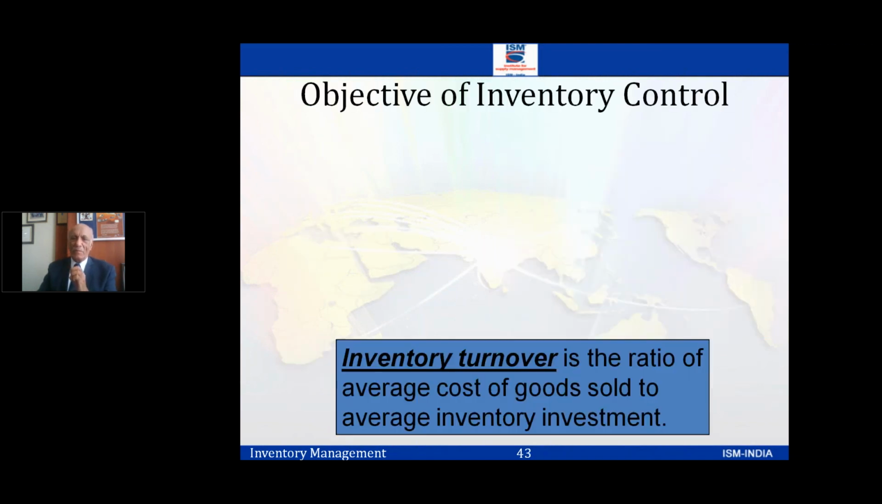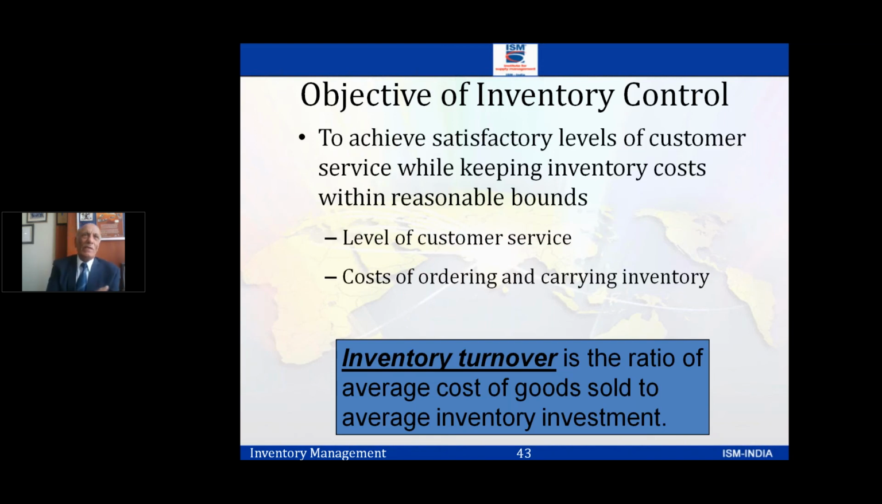Next comes inventory turnover. You may call it average age of inventories. What is my average age of inventory? Is my inventory lying for how many days before it goes out? Is it 20 days? Is it 60 days? Is it 100 days? Some people call it inventory turnover, some people call it the average age of my inventory. That's what we look at to achieve the satisfactory level of customers.